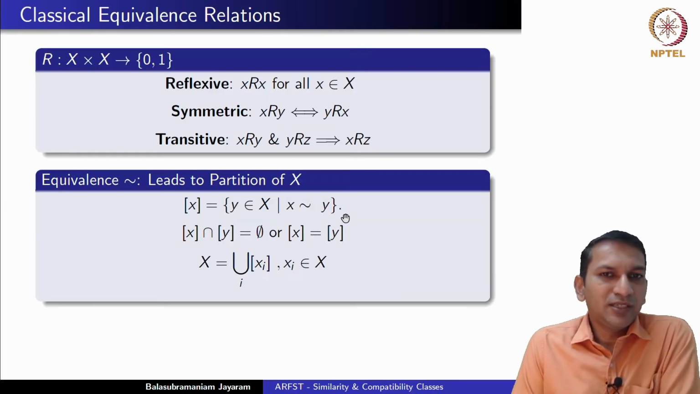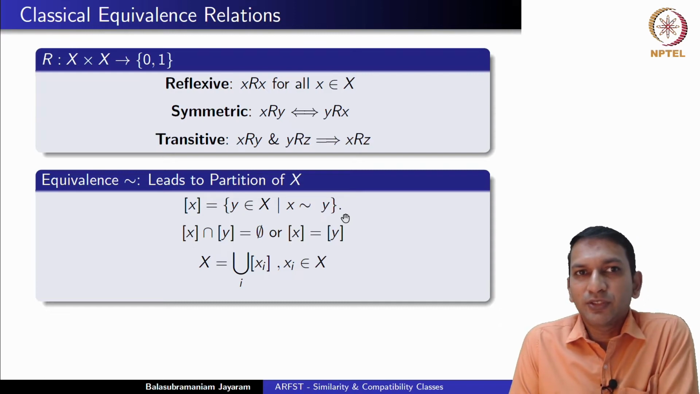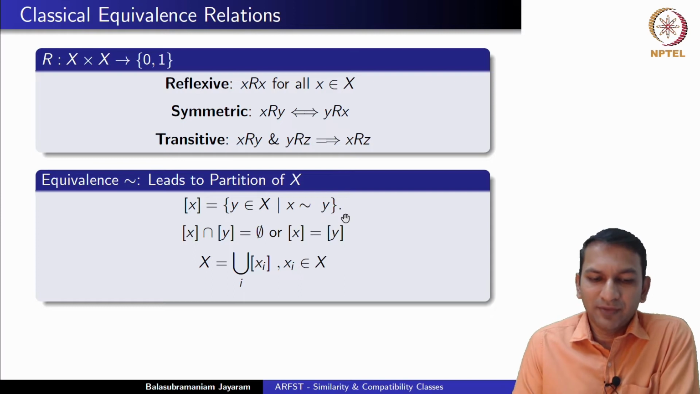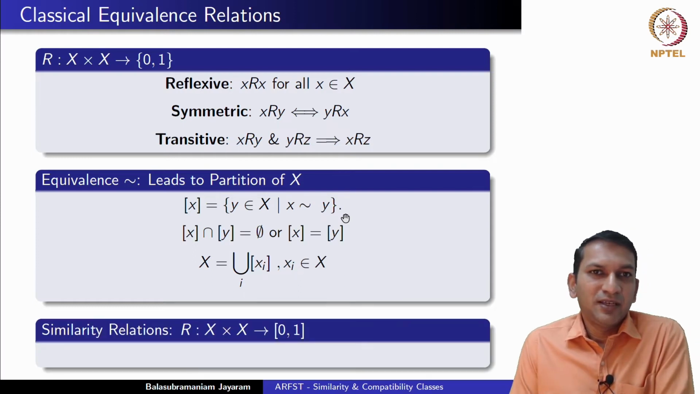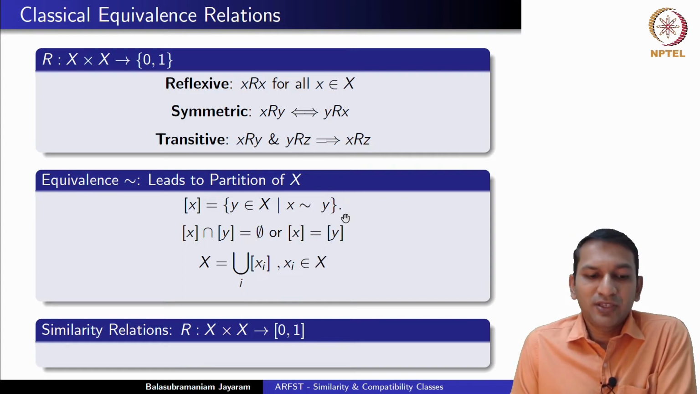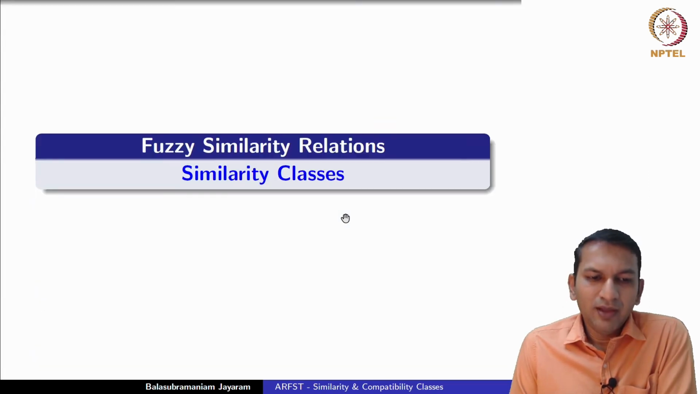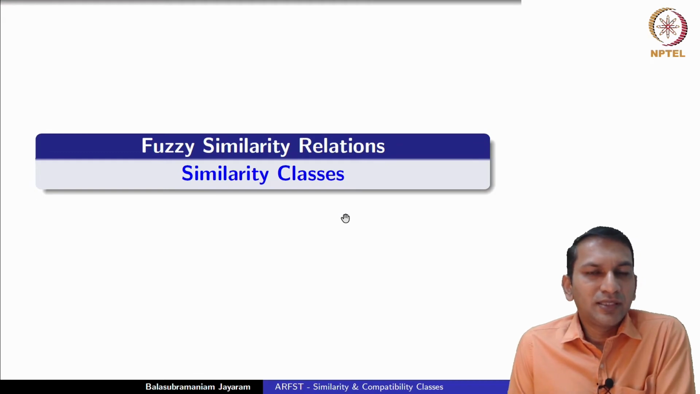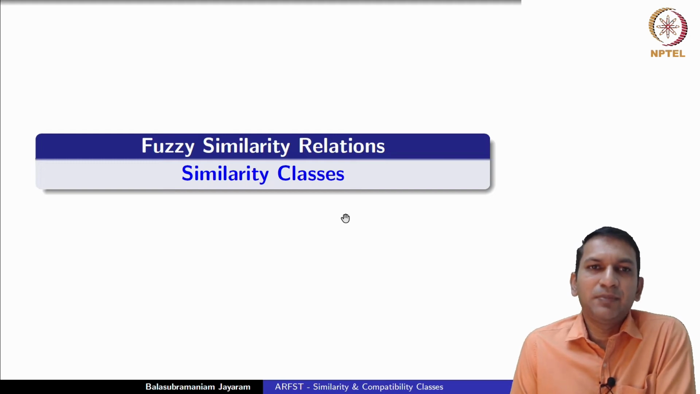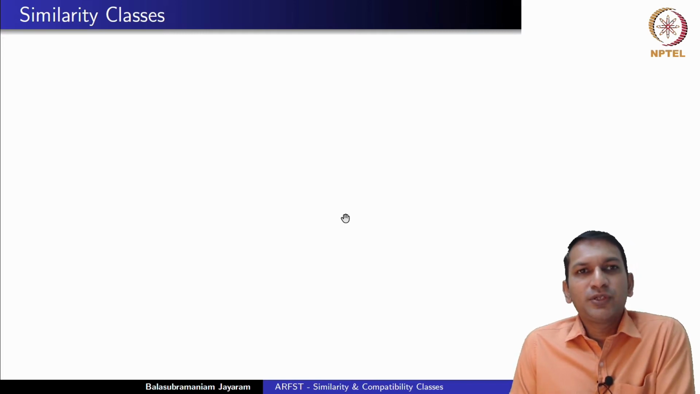Now, this is perhaps one of the most important properties that favor having a classical equivalence relation on the set x itself. The question immediately arises: if we have a fuzzy equivalence relation, a similarity relation, do we have this luxury? Do we get such classes or partitions on x? Let's look at the similarity classes, the classes that we get from fuzzy similarity relations, in slightly deeper detail. Similarity classes themselves can be approached in 2 different ways.